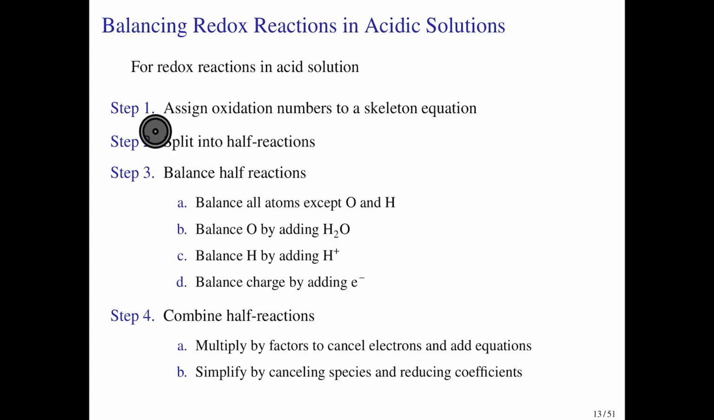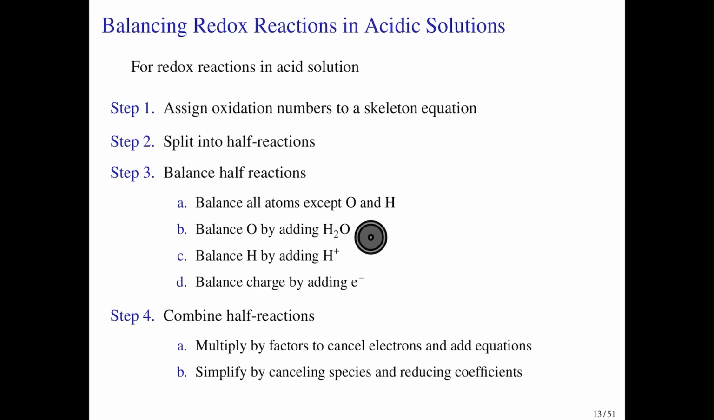You want to assign oxidation numbers to your skeleton redox reaction so that you can split it into 2 half reactions. Here's where the difference comes in for acidic solutions. What you want to do is balance the half reactions with respect to each atom type except oxygen and hydrogen. You're going to save those for the next steps. So once you've got every other atom balanced, you then balance oxygen, and you do it in a funny way. You do it by adding water molecules.